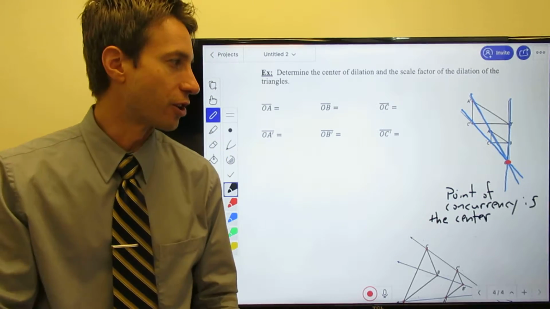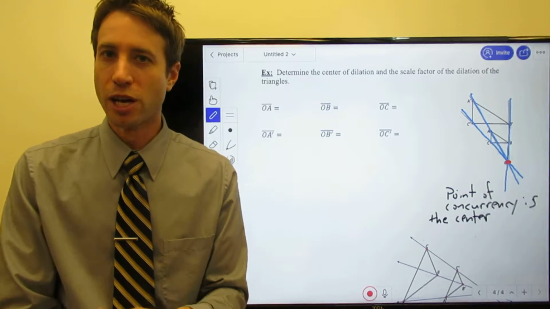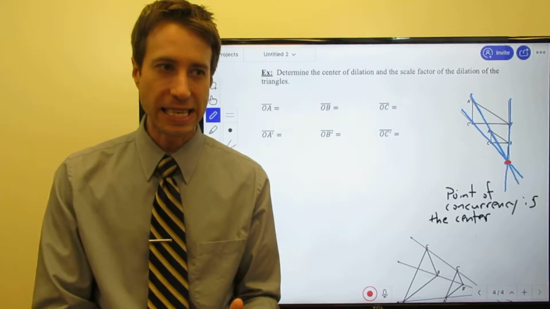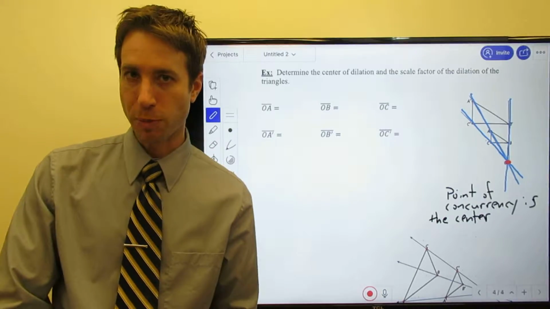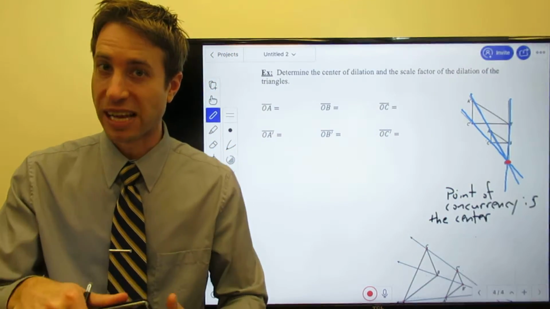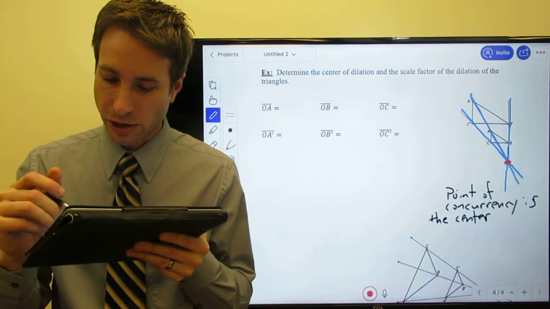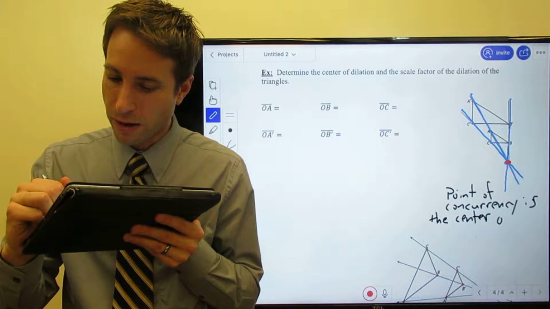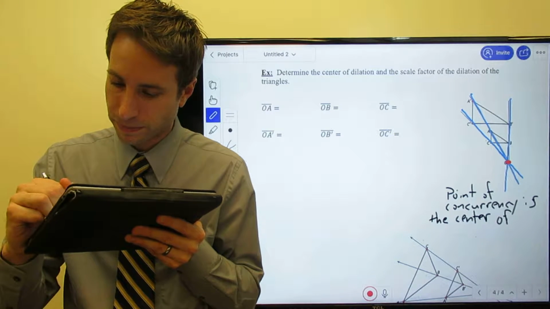Remember, point of concurrency, we talked about that back when we were doing triangles with altitudes, medians, angle bisectors, perpendicular bisectors, right? A point of concurrency was the point where all of those lines intersected. So the point of concurrency is the center of dilation.